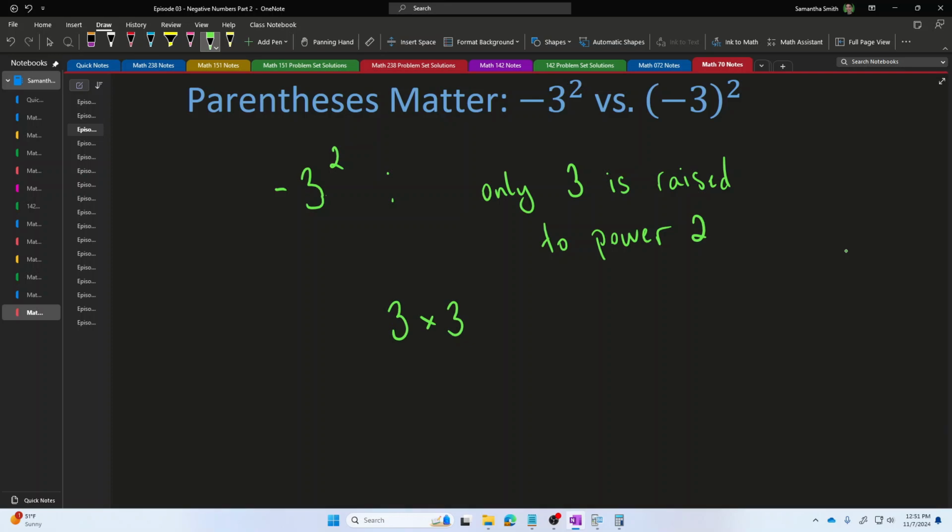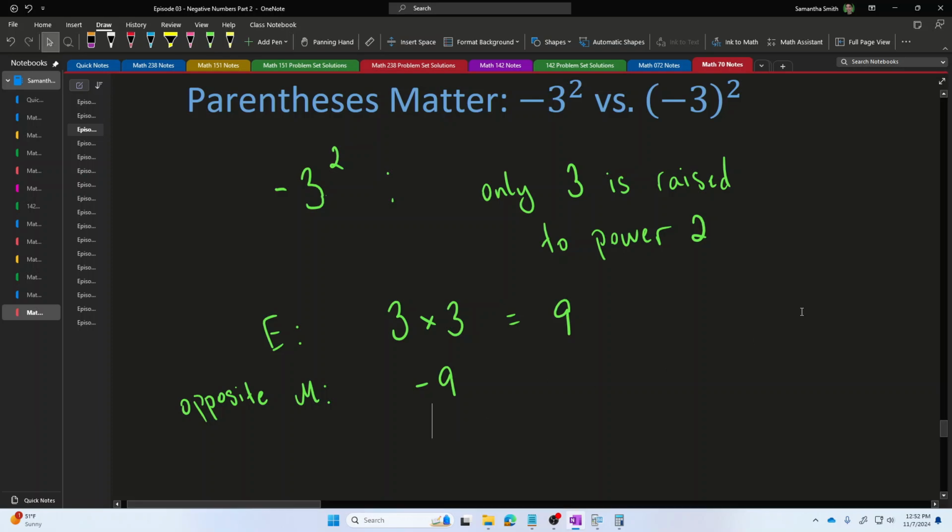By PEMDAS, here's the E in PEMDAS. Calculate the exponent. Opposites fall under the M in PEMDAS. So the next thing I would do is negative 9. So final answer, negative 9 from this.